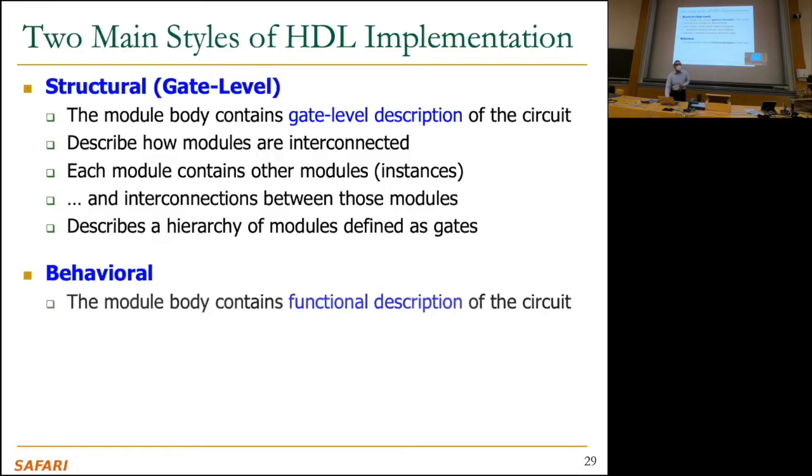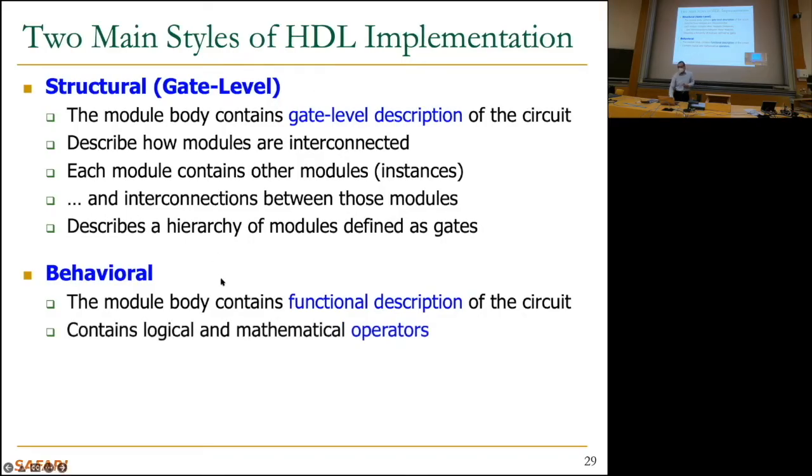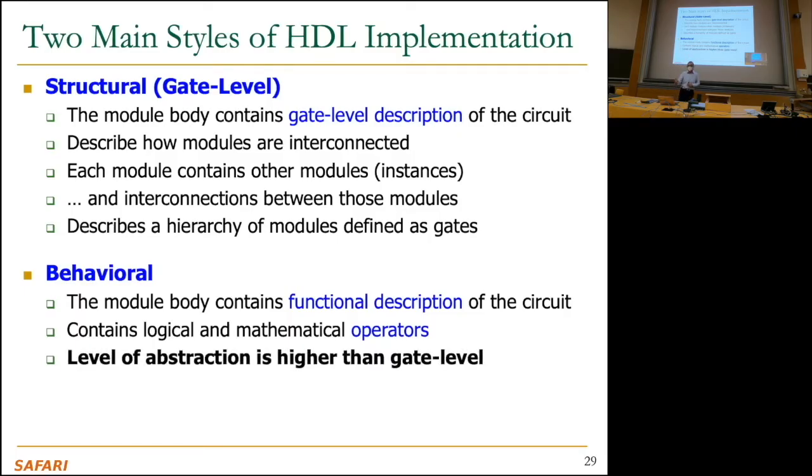Behavioral, on the other hand, is much more abstract. The module body describes a functional description of the circuit, and this can be at an abstract level, as we will see. It's best seen via examples. Here, for example, you can contain logical and mathematical operators, expressions. You can have a while loop, for example. So there are interesting things over here. So the level of abstraction is higher than the gate level. So you don't need to specify everything as gates. This is more like a higher level programming language way of defining how hardware operates.